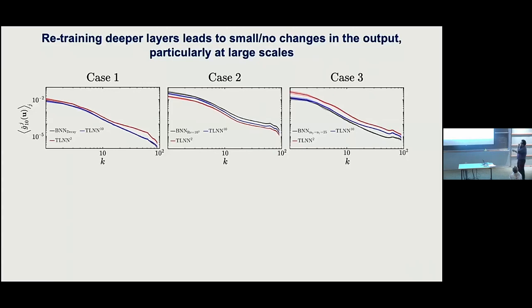On the other hand, if you retrain layer 2, that would be the red line here, it can basically make a difference compared to the black line, which is the base CNN, in all length scales. So again, a bit more evidence showing that retraining layer 10, and layer 10 is just representative of the deepest layers, it basically cannot get that change that we need in the largest scales.